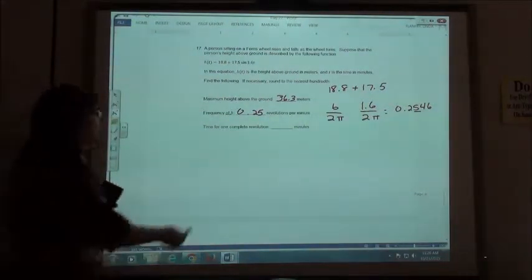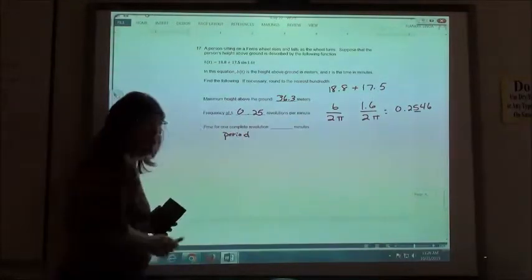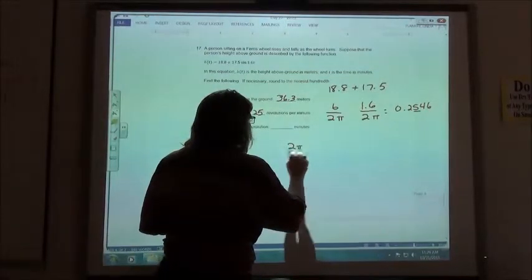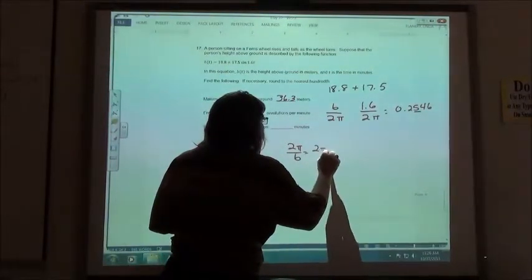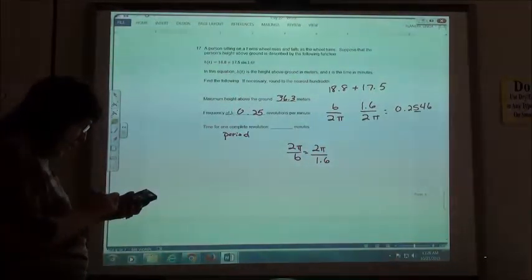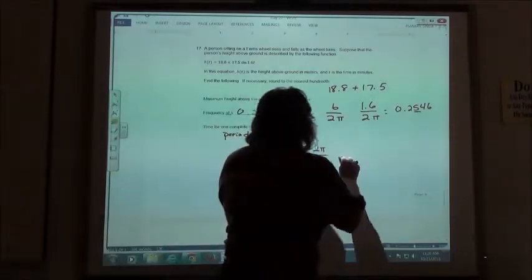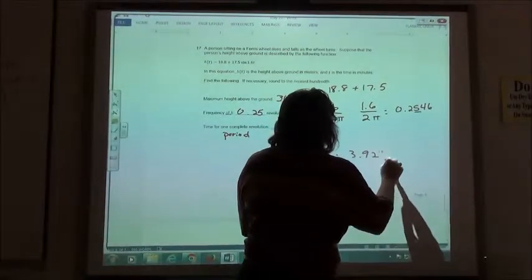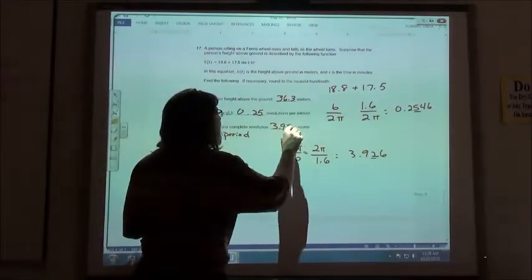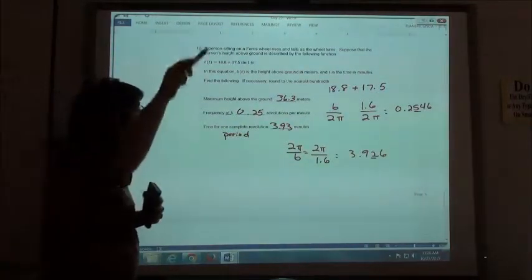The time for one complete revolution is asking for your period. The period is one complete cycle, right? So I'm going to say that I have 2 pi over b, so 2 pi over my 1.6. So 2 pi divided by 1.6 gives me 3.926, rounding that off to the nearest hundredth. 3.93 minutes is how long it would take to do one revolution on my Ferris wheel.